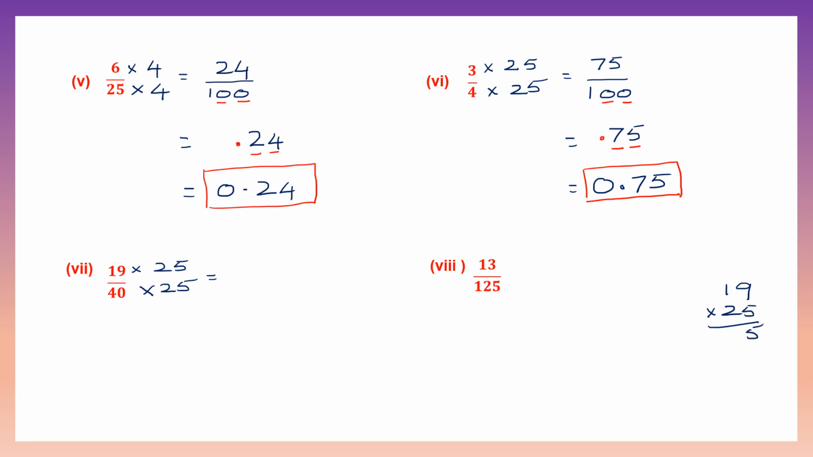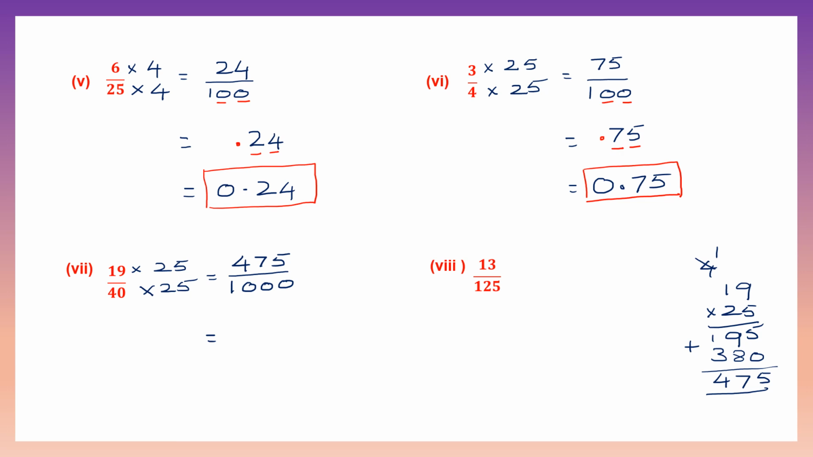5 nines are 45, carry 4. 5 ones are 5 plus 4 is 9. Second step, 2 nines are 18, carry 1. 2 ones are 2 plus 1, 3. So now let's add this up. 5, 9 plus 8 is 17, carry 1. This is 3 plus 1, 4. So here we have, in the numerator, 475, and in the denominator, 40 into 25 is 1000.